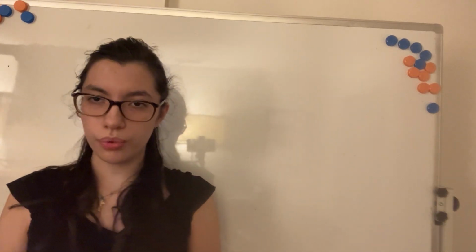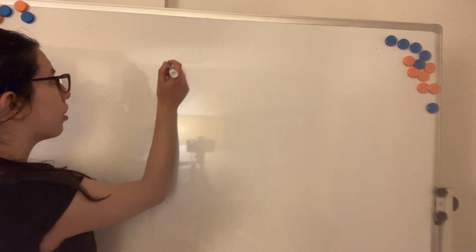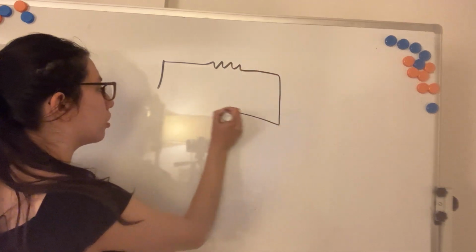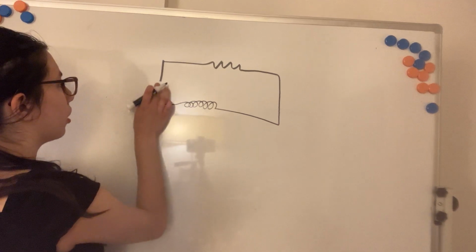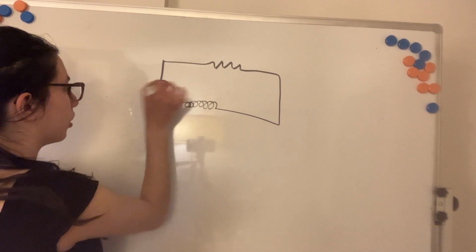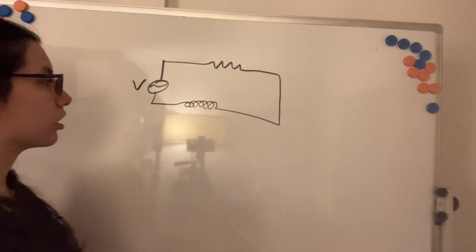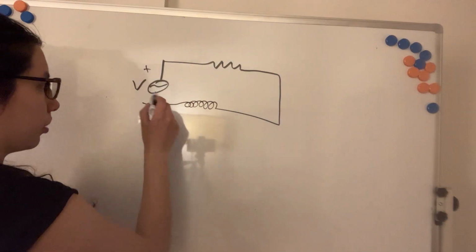Now we are going to solve the differential equation for an RL circuit that has an alternating current instead of direct current, as we did in the previous video. So again we have the resistor, the inductor, and here we have an alternating voltage. Let's say this is the positive end, the negative end.